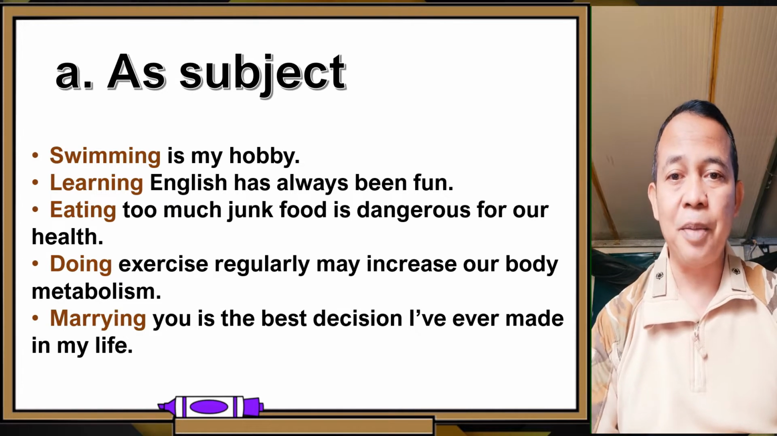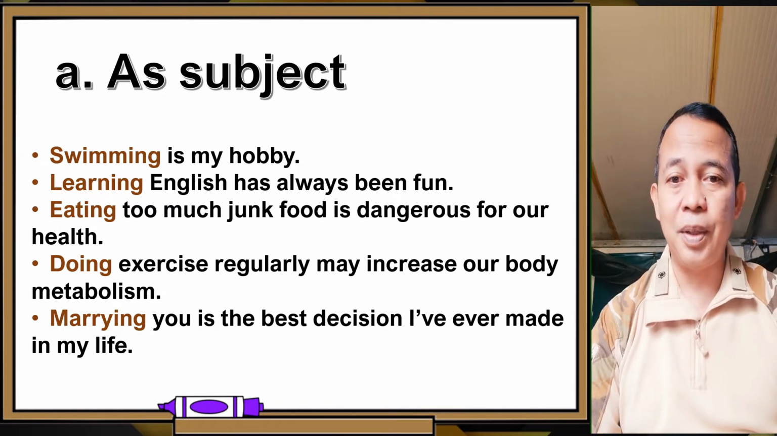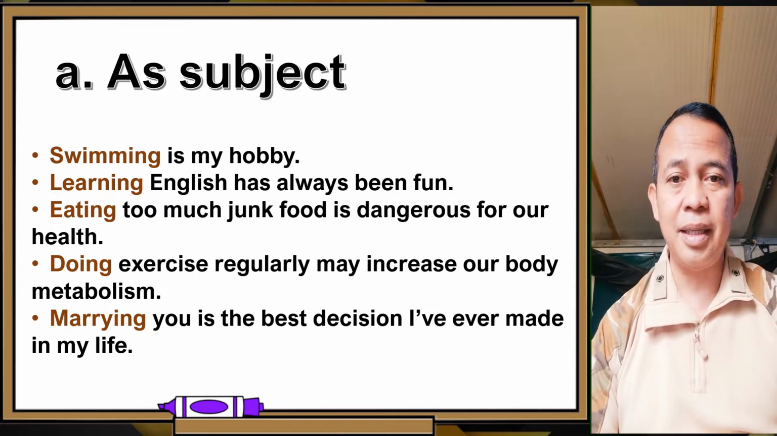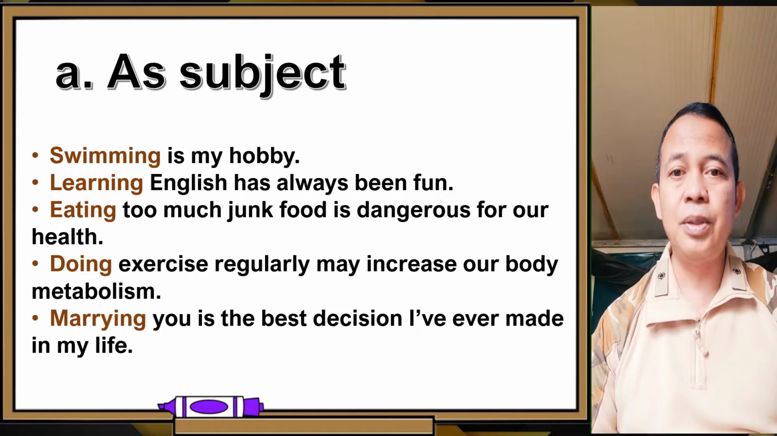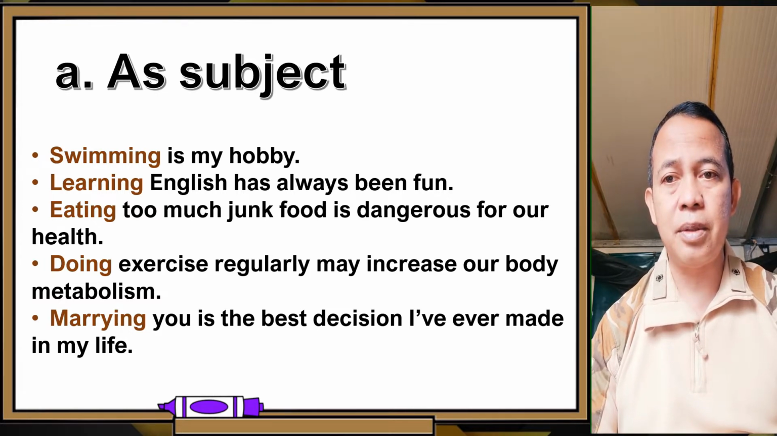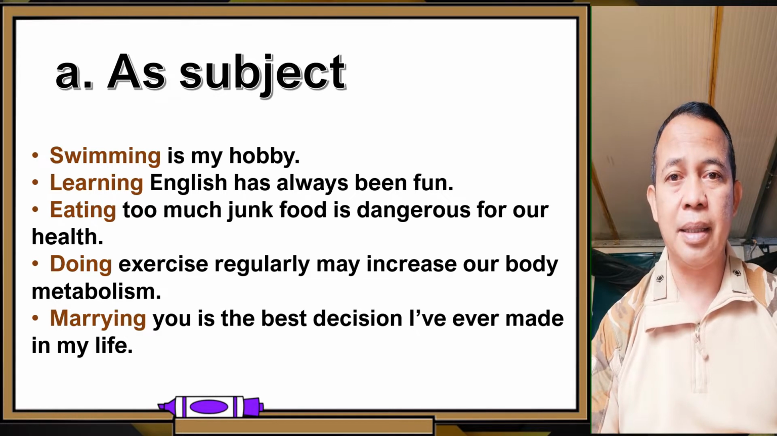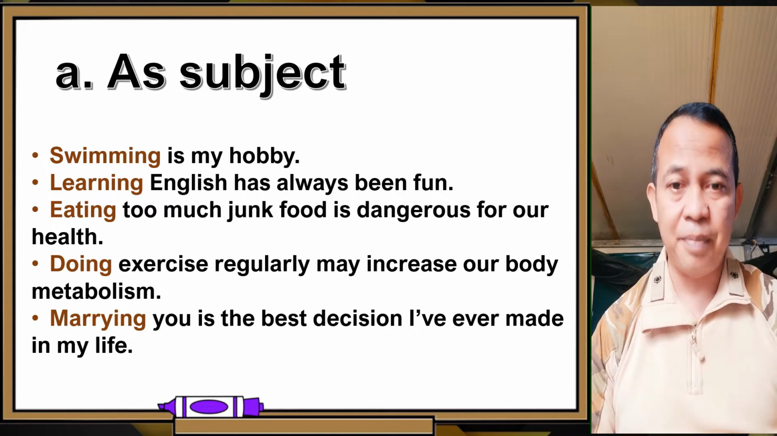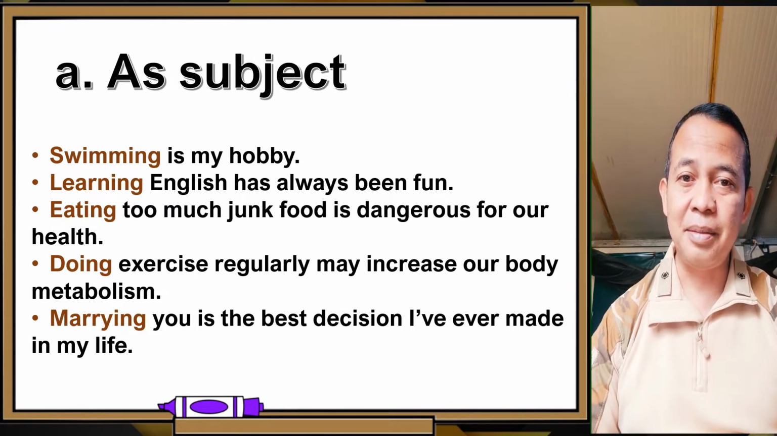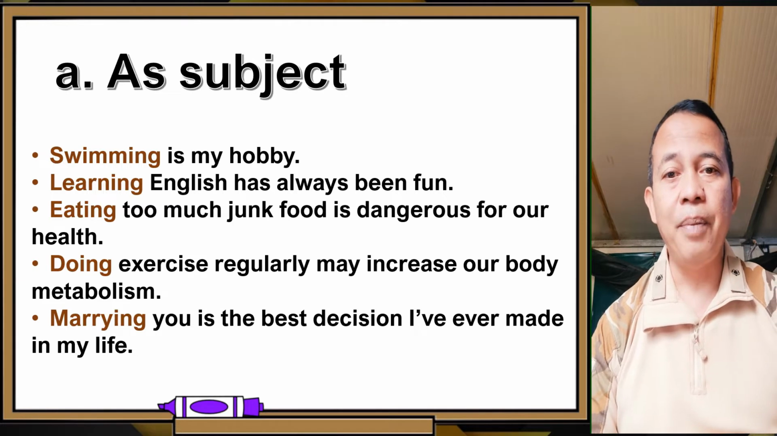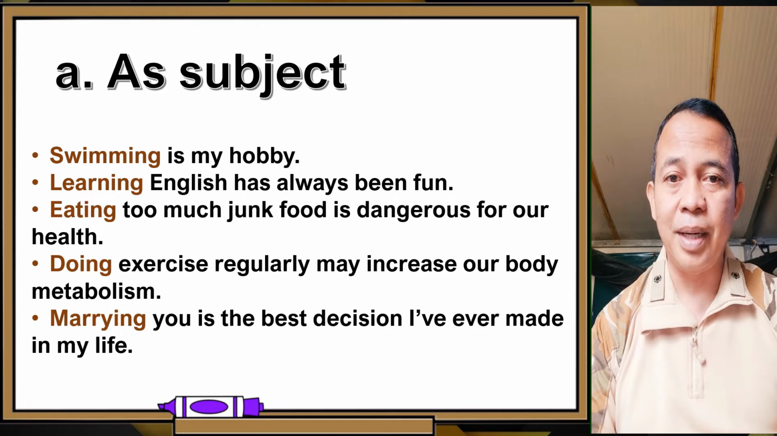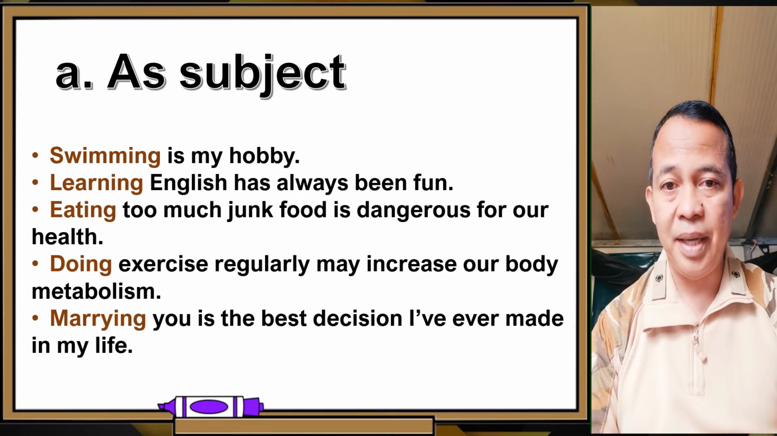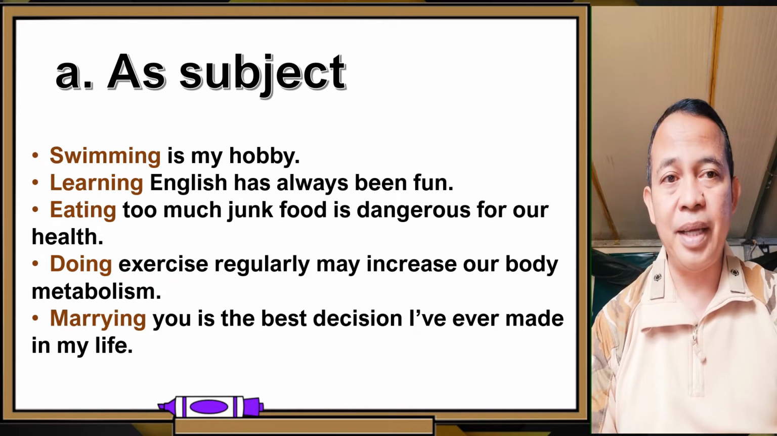It is one of your hobbies, and you cannot say "swim is my hobby," because when you put a certain word as the subject, it must be a noun. So to meet the requirements of a grammatically correct sentence, you need to change the verb that you are using into a noun. How? By adding the ing form at the end of the word. For example, sentence number one: it's not "swim is my hobby," but "swimming is my hobby."